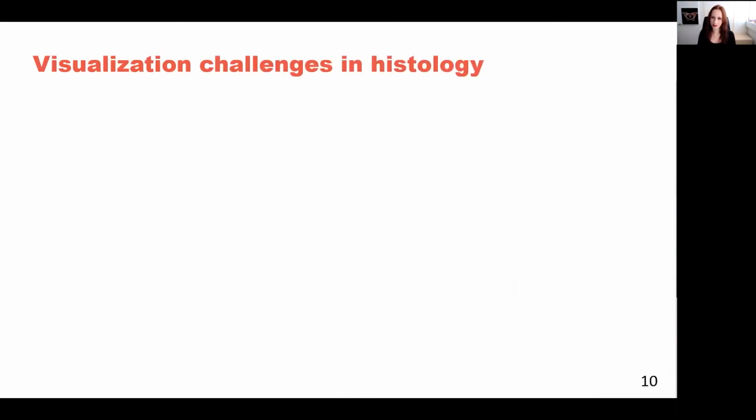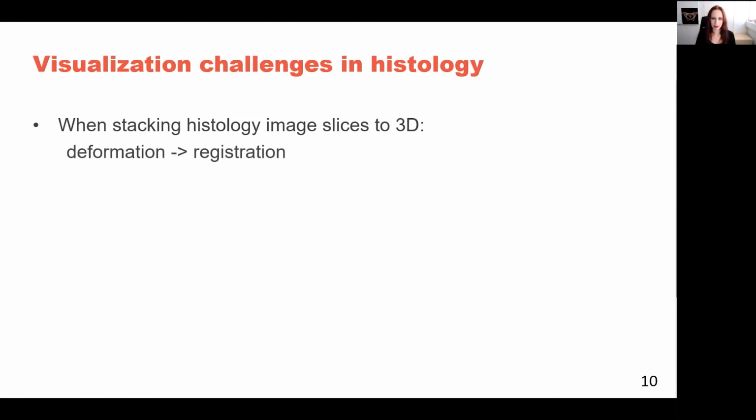What are now, broadly speaking, the visualization challenges when you're visualizing histology data? When you have such an image and you have multiple of these images and you try to stack them onto a 3D volume, there can be something difficult about that, that is deformation. So you saw already in the preparation of these samples, there are many steps, and it could be that one piece of tissue is stretched out a little bit more, or even that it gets torn. And for this, you would then need to correct for it in an alignment process, which is called registration.